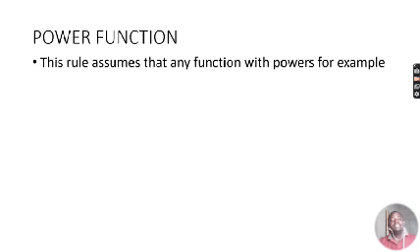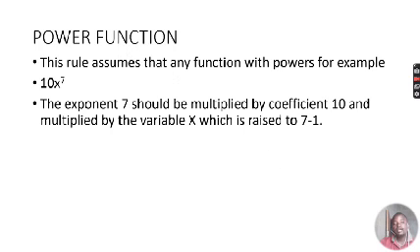Okay. In today's lesson, I want us to talk about other rules of differentiation, which include the power rule. Let's talk about the power rule. This rule assumes that any function with powers, for example, 10x to the power 7, that is a function that we have, 10x to the power 7. The exponent 7, the exponent of that expression, should be multiplied by the coefficient 10.